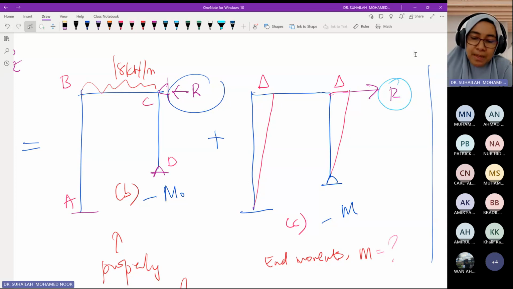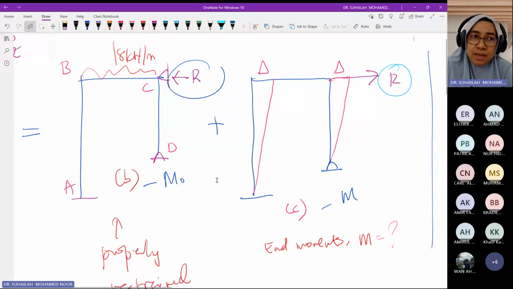at C, because this frame we assume moving towards right direction. So right we put at C. If left direction we put at B. Okay, so by putting pin at C, R is actually the restraining force. We call it restraining force R. It is actually a horizontal reaction occurring due to the support. Now it is properly restrained. Properly restrained means that we have removed delta.